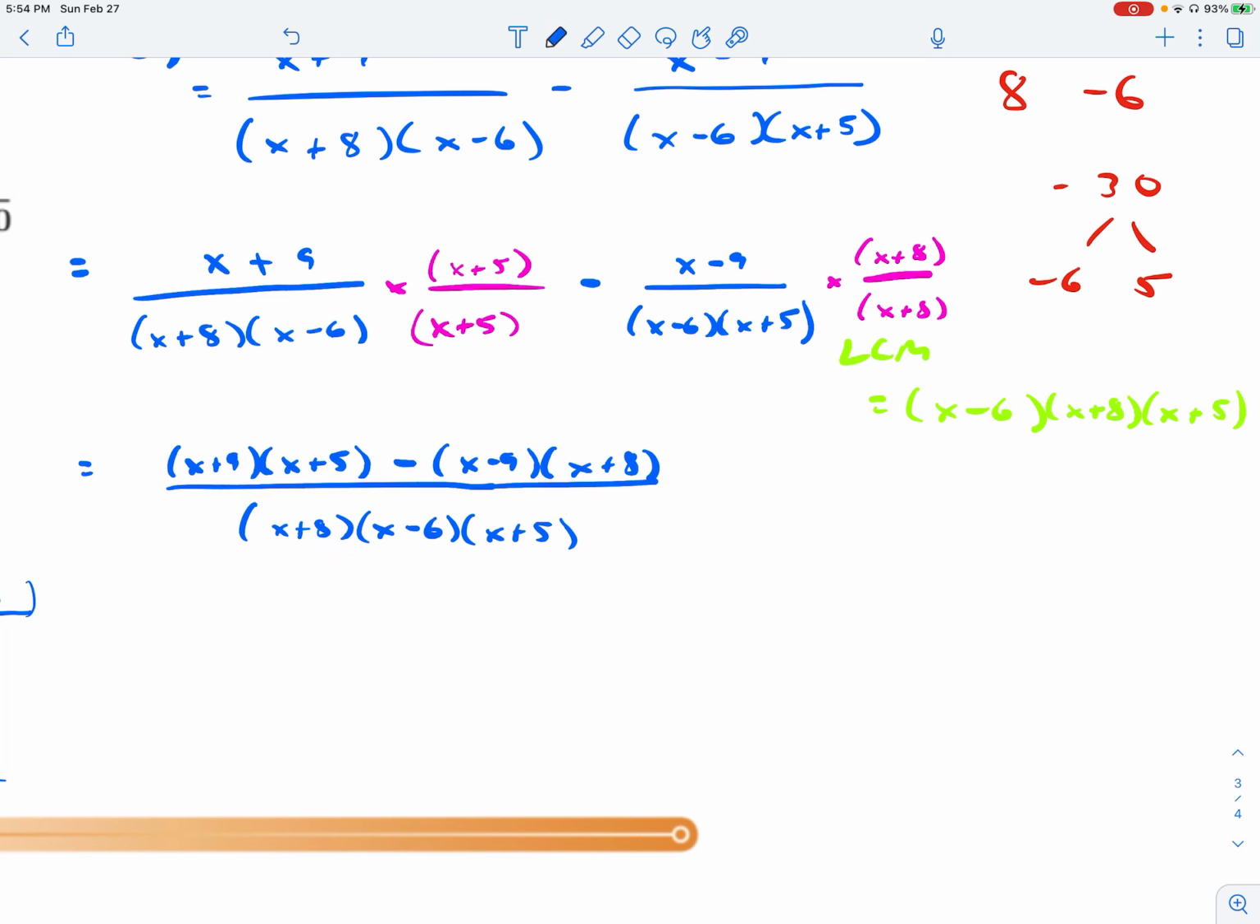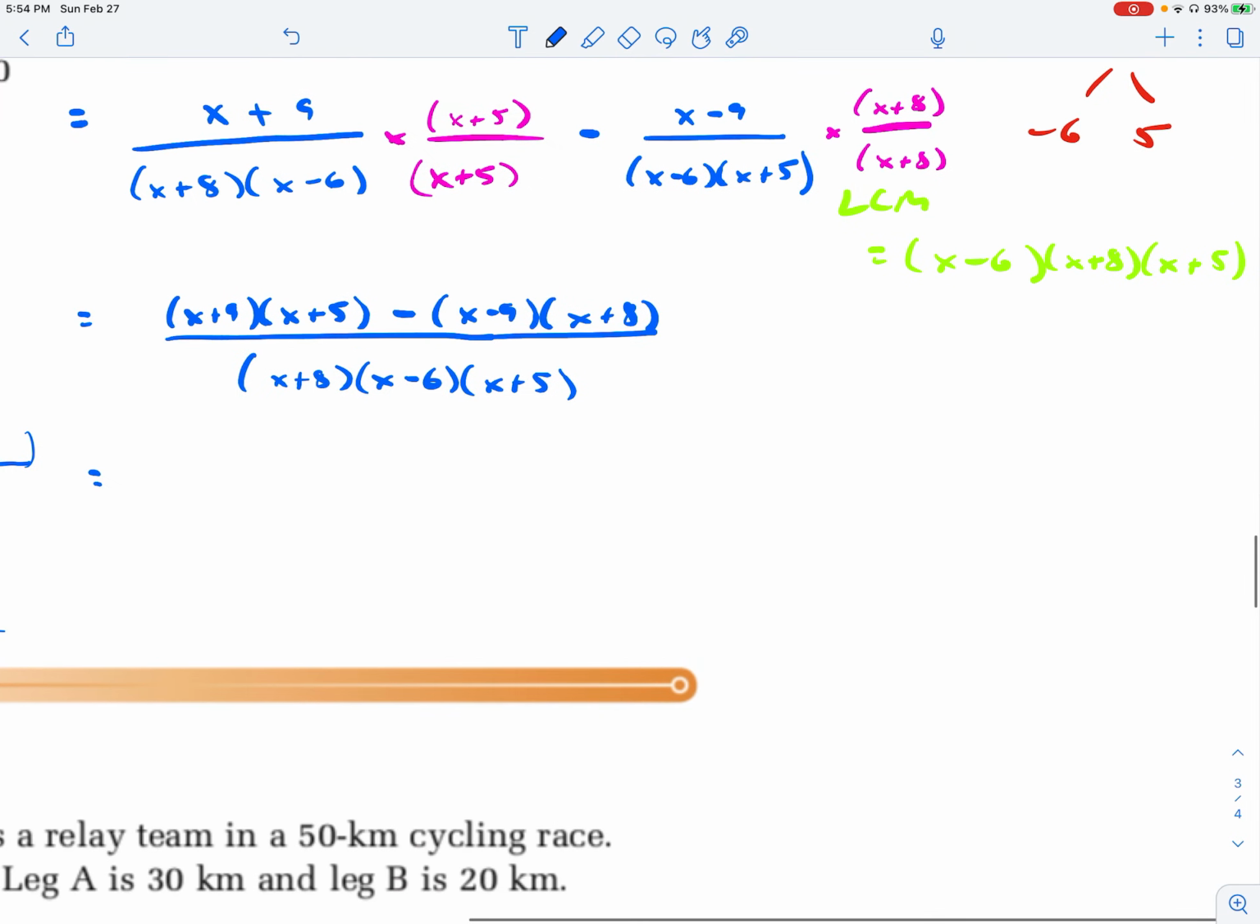I'm going to do this quickly because I know you guys have had a lot of practice with FOIL now. When I do this, I add the middle terms together. So x times x is x squared. And then I know I'm going to have a 9x and a 5x. That's going to give me 14x. And then 9 times 5 is 45.